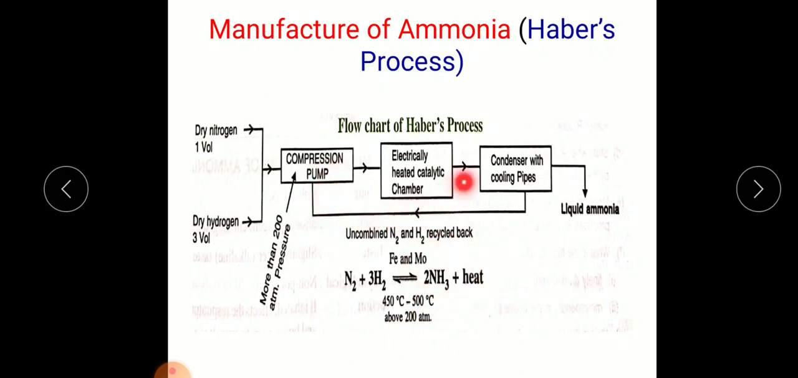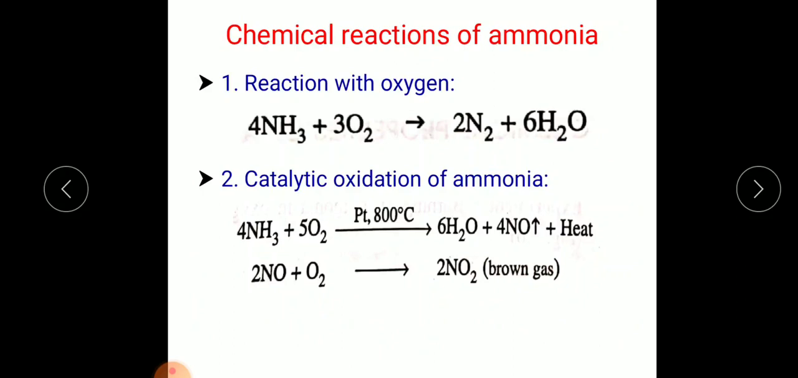So this is the flow chart which shows how ammonia is manufactured in industries. This is a very important chemical reaction that tells us about the manufacture of ammonia, known as Haber's process. Next, chemical reactions of ammonia. Reaction with oxygen: when ammonia reacts with oxygen, it forms nitrogen and water.